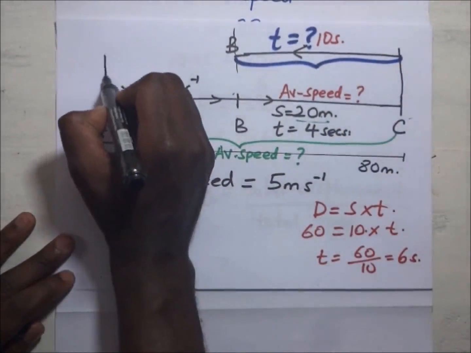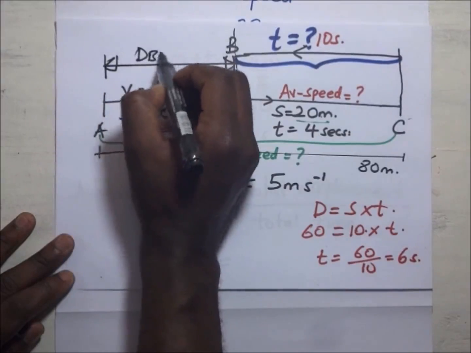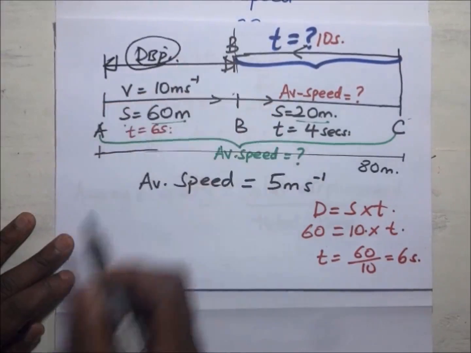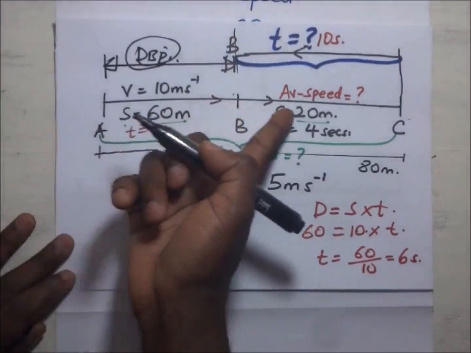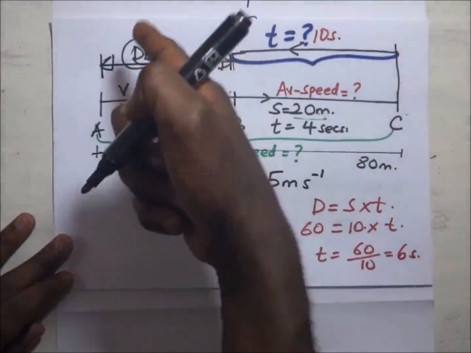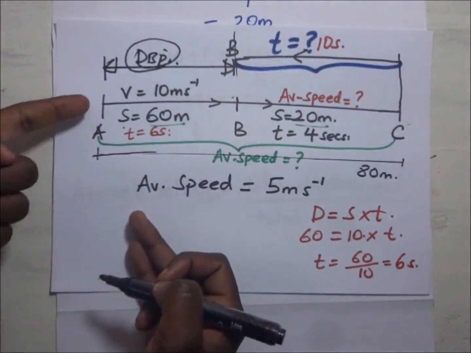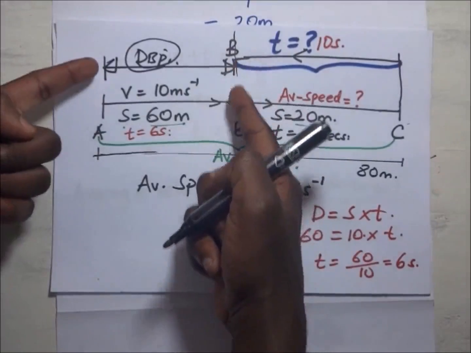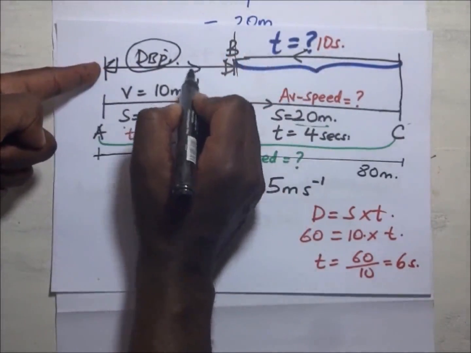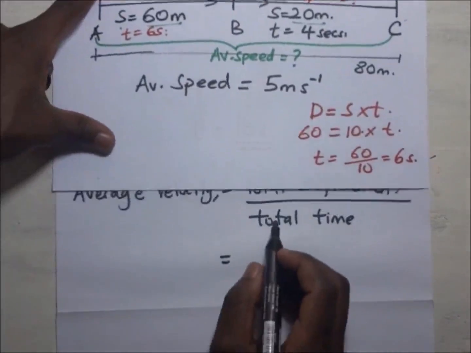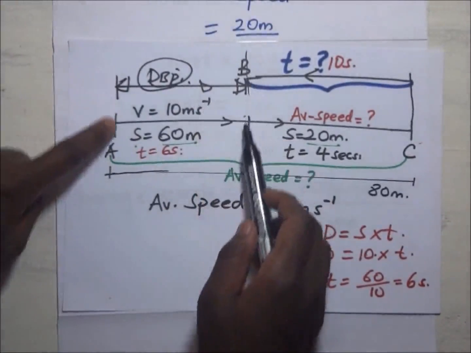Our displacement is moving from here up to there. I hope we still remember the difference. Distance is 60 plus 20 plus another 20. But now this is displacement. Displacement is the distance covered in a specified direction. So it means our displacement is just the distance from the point you started to where you ended. So according to this, our total displacement is from here to there, that is 60 meters.